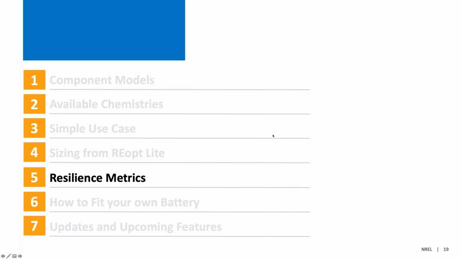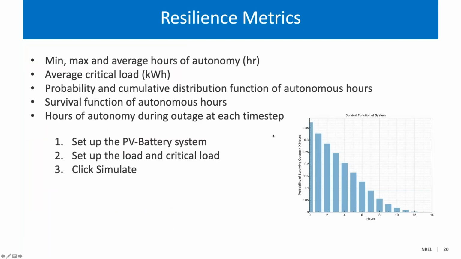So another feature in the SAM PV battery model is the resilience metrics calculations. These metrics are calculated by simulating an outage at every time step and calculating how long the load is met using just the PV battery system. So we have a min, max, and average hours of autonomy. We have average critical loads, the probability and cumulative distribution functions of autonomous hours, as well as the survival function of autonomous hours, which is plotted on the right, and the hours of autonomy during outage at each time step.